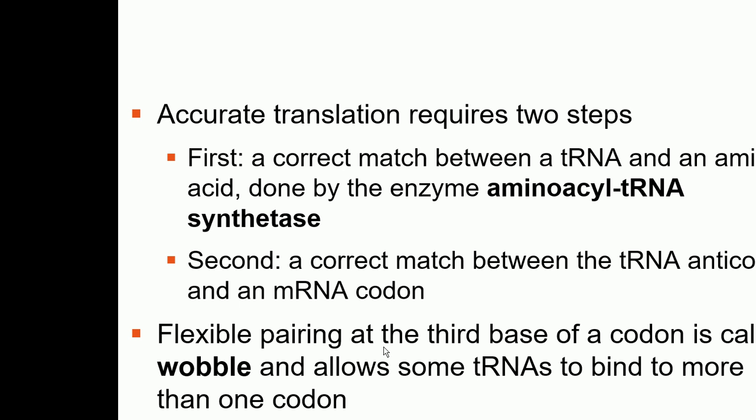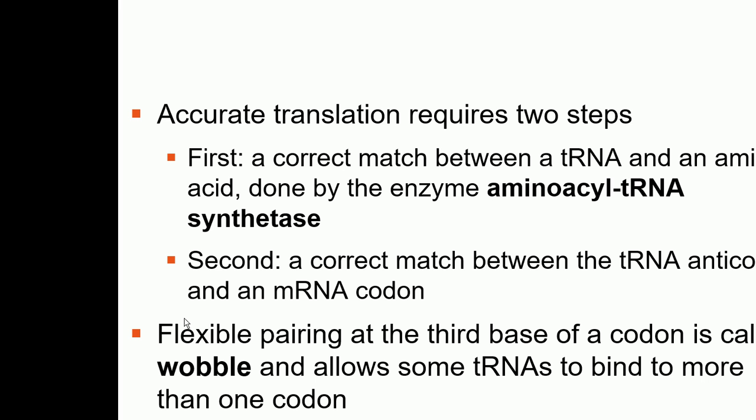So this effect is called the wobble effect. Flexible pairing at the third base of the codon is called wobble, and it allows some transfer RNAs to bind to more than one codon. Okay, so that is what the wobble effect is.